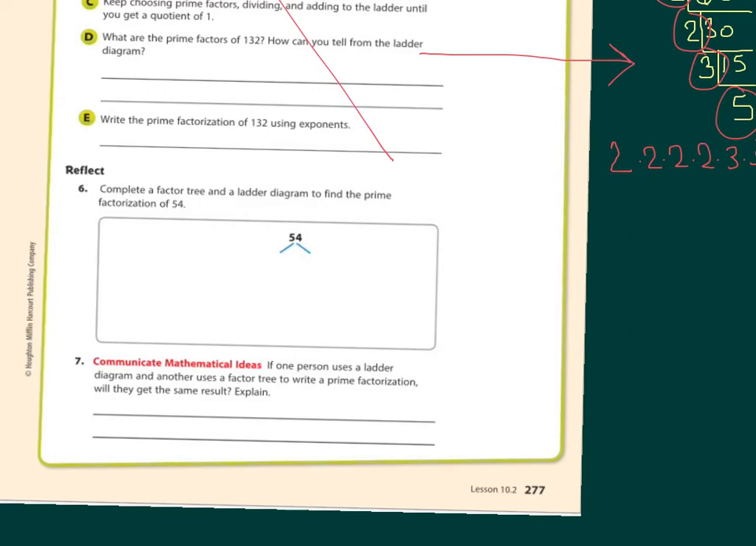Complete a factor tree and ladder diagram to find the prime factorization of 54. Okay, so I know that 9 times 6 is 54. 9 is composite because 3 times 3 equals 9. And then the 3 is prime, so that stops. And then for 6, 2 times 3, 2 is prime and 3 is prime. So that's the end of that. Okay, and then let's do the birthday cake method, the ladder diagram. I like birthday cake better.